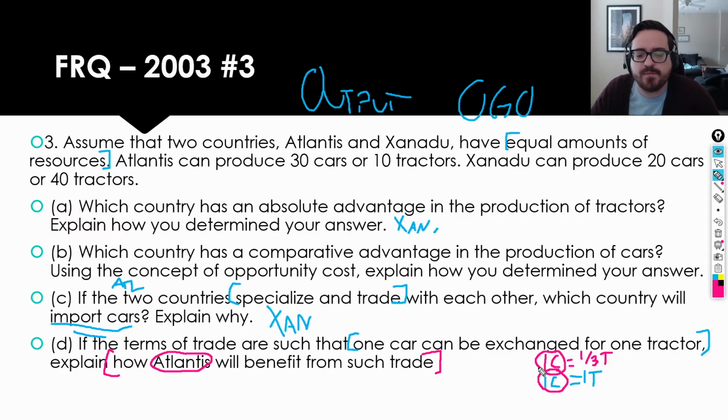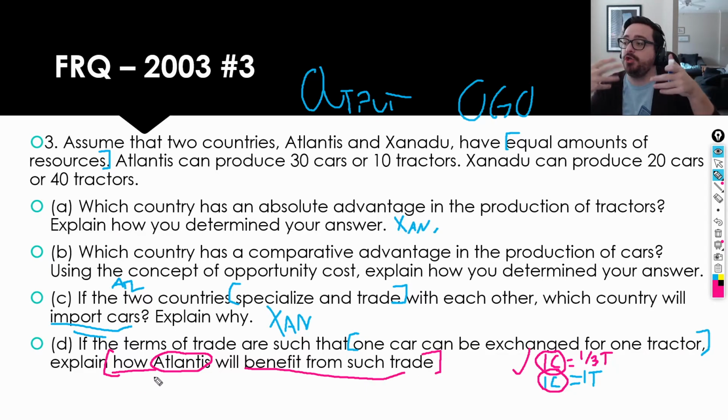So Atlantis used to give up one car for 1/3 of a tractor, and now they're giving up 1 car for 1 tractor. First, does Atlantis benefit from this trade? Yes. Used to give up 1 for 1/3, now they're giving up 1 for 1 whole tractor. They for sure benefit. How do they benefit? Well, verbally, kind of what I just said, which is that previously or on their own, I'm not writing anything here, I am telling you what you would dictate and write for this answer.